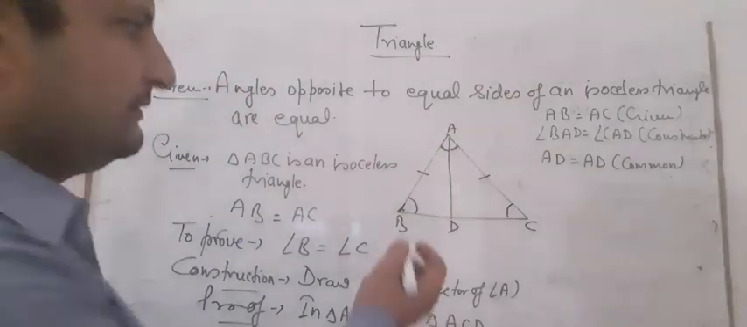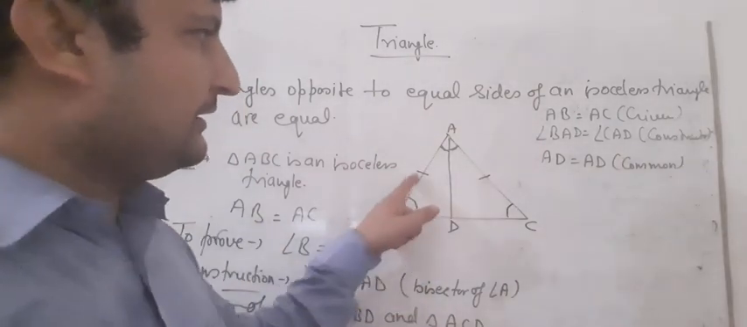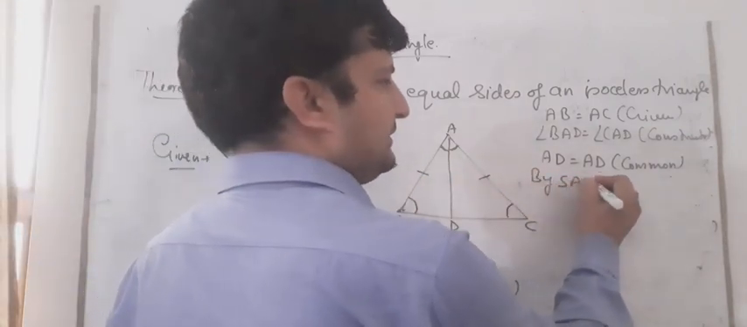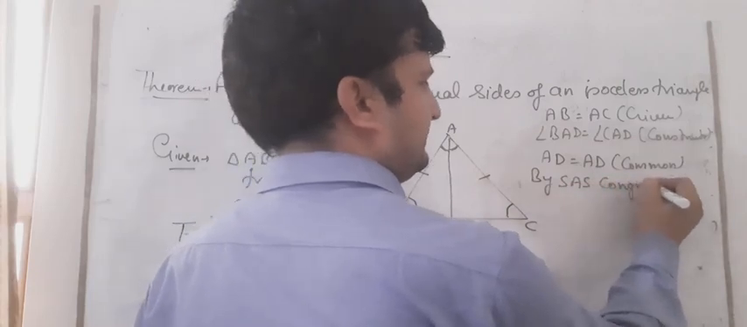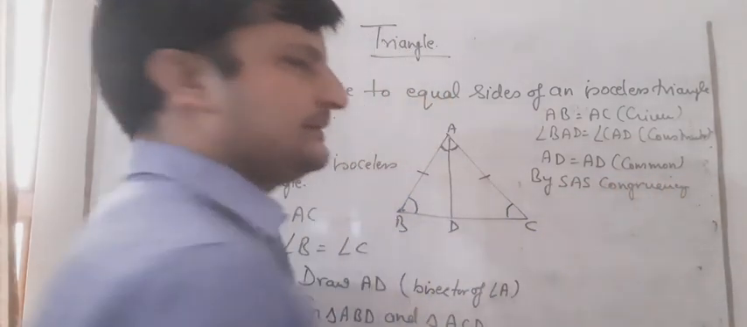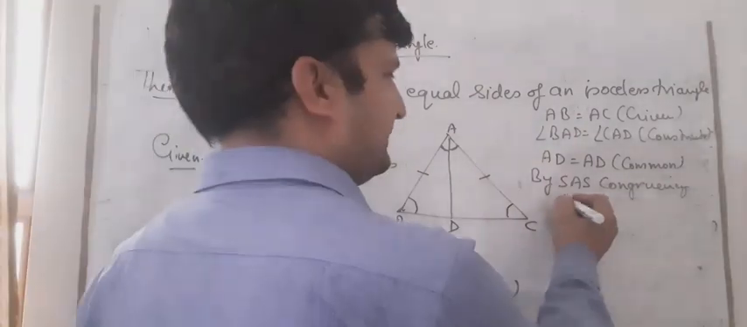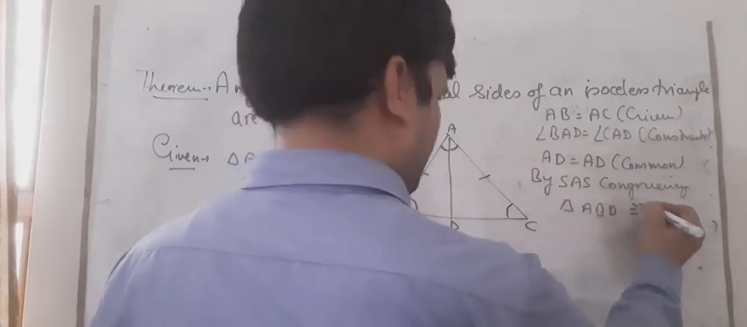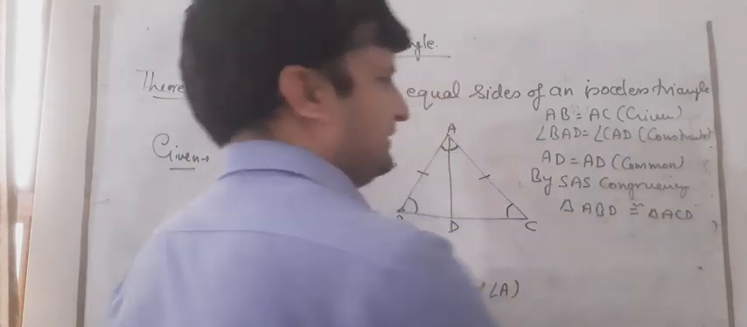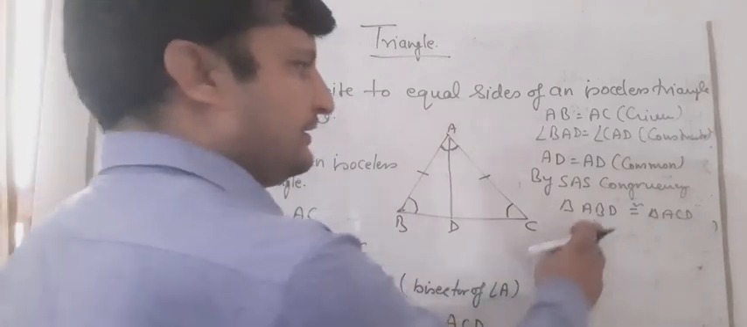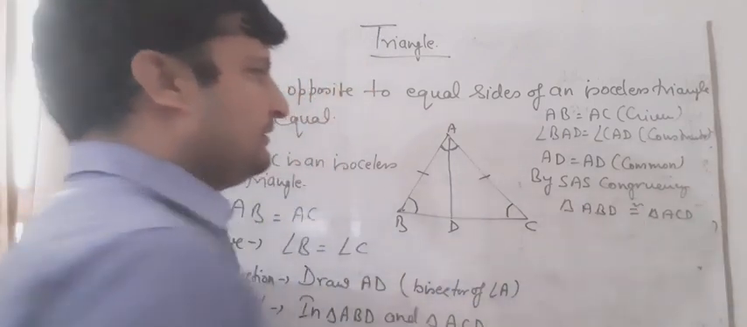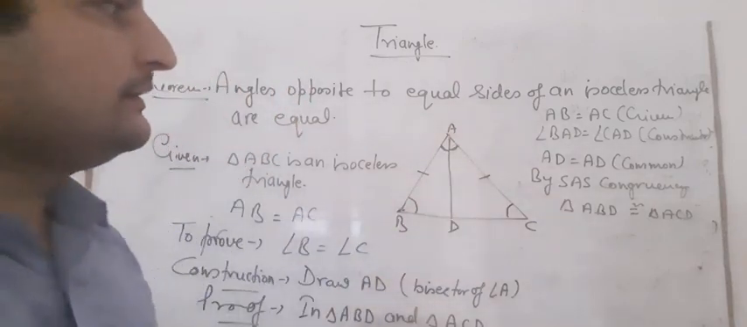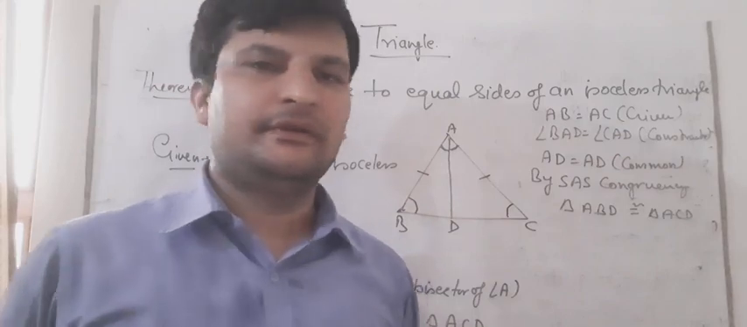So which property can we use? Side, angle and side. So by SAS congruency, we can say that triangle ABD is congruent to triangle ACD. Triangle ABD is congruent to triangle ACD, by SAS congruency we have done it like this.